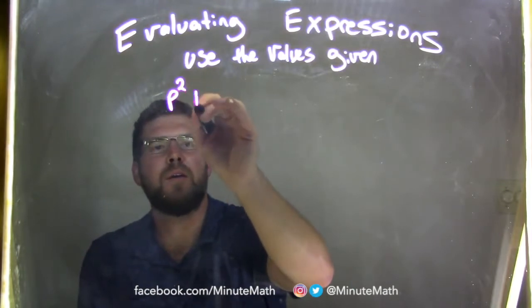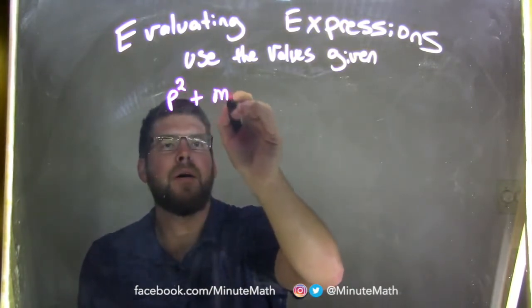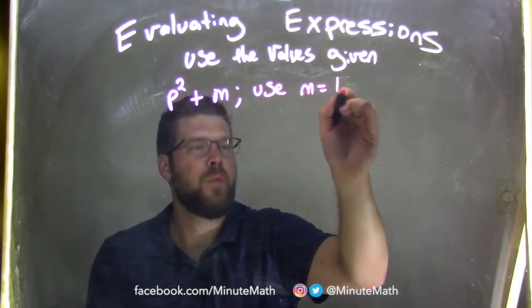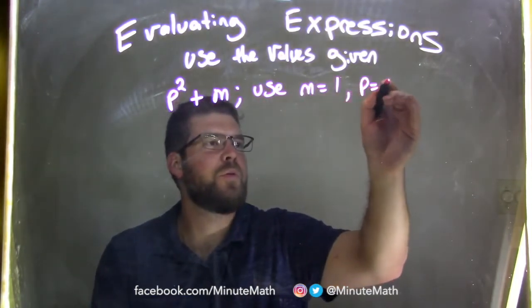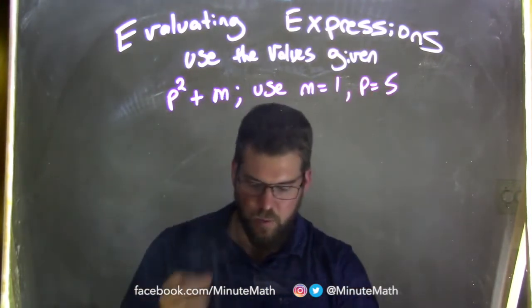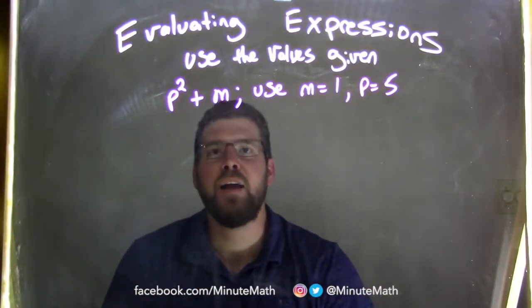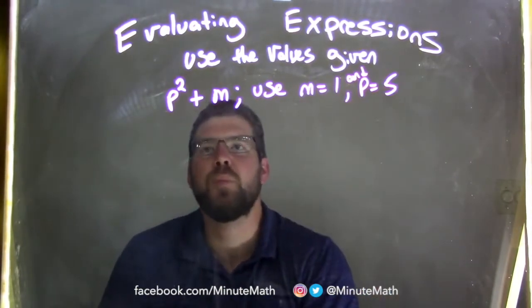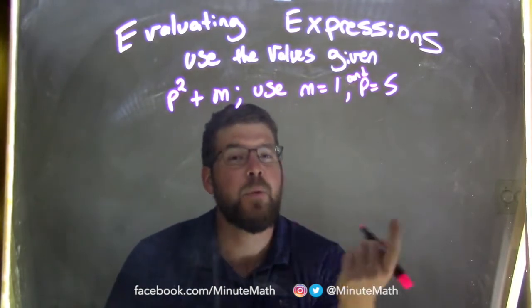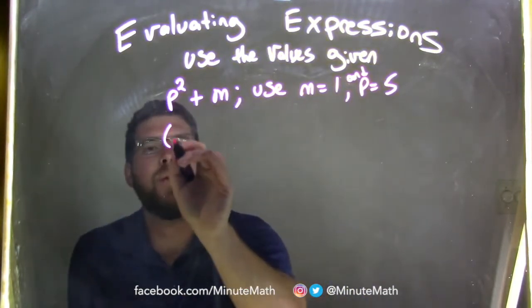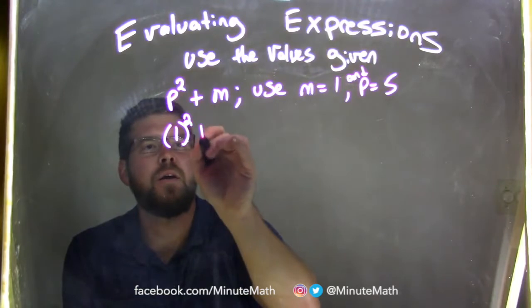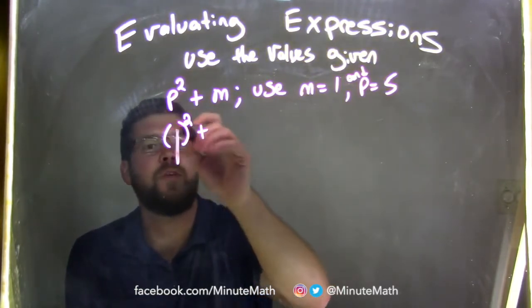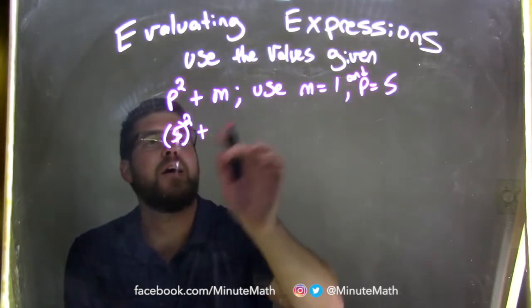P squared plus m. And I was told to use m equal to 1 and p equal to 5. Okay? Well, if I was given that, let's put and in there. So p squared plus m. Well, if m is 1, again, we substitute first. So parentheses 1 squared plus m. Sorry, p comes out to be 5, and m is 1.